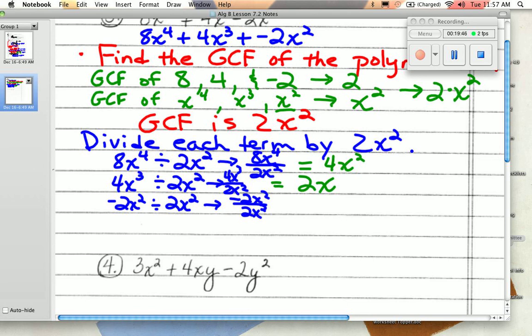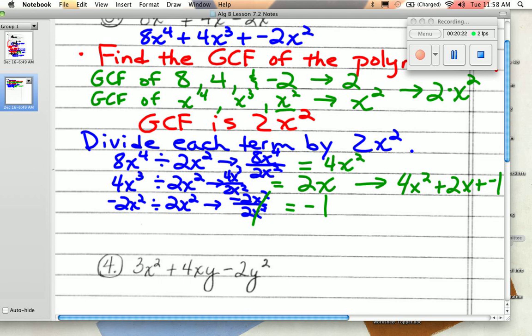Negative 2 divided by 2? No, negative 1. And x squared divided by x squared? They just cancel each other out, right? Not really 0. 1. Yeah, and 1 times negative 1 is negative 1 anyway. Okay. So now, what do we do with these three? Add them. 4x squared plus 2x plus negative 1.